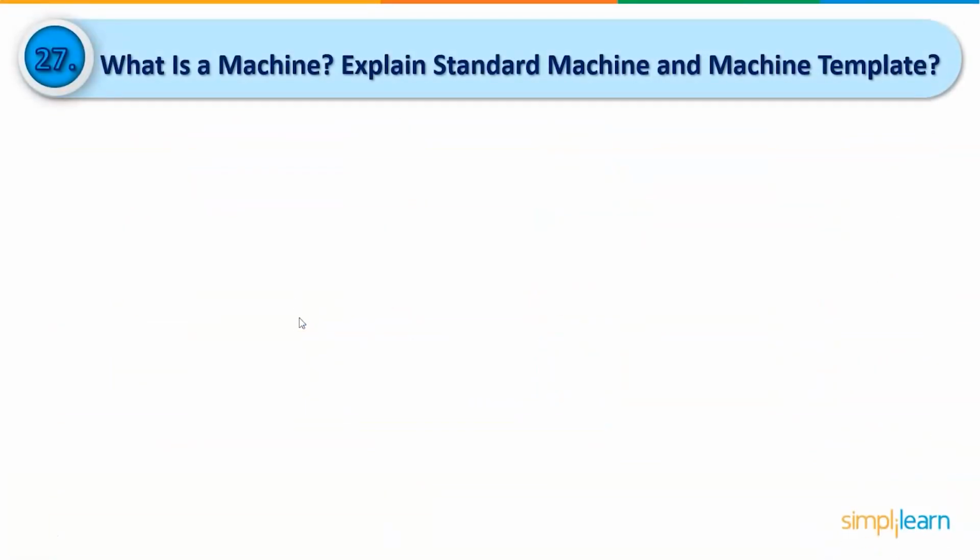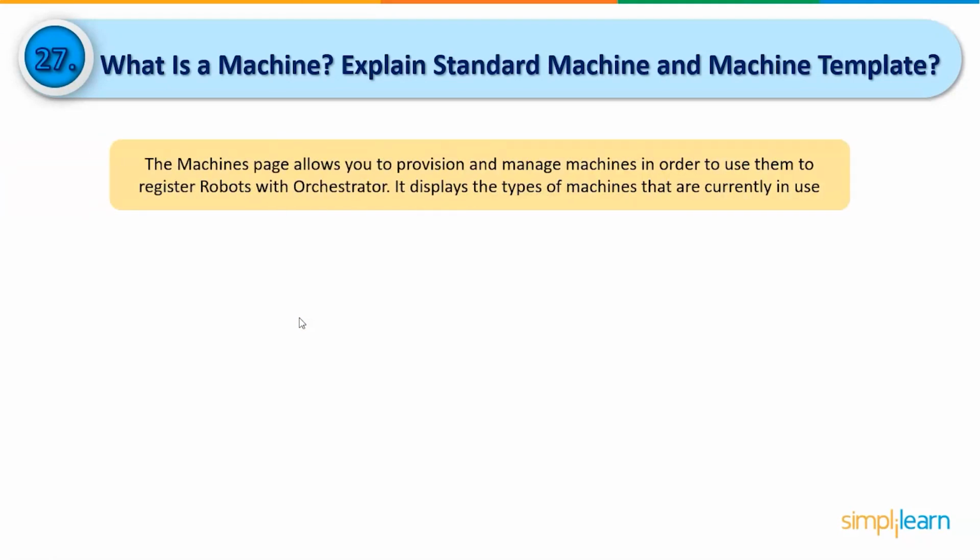What is a machine? Explain standard machine and machine template. The machine page allows you to provision and manage machines to use them to register robots with the orchestrator. It displays the types of machine that we currently have in use. It enables you to design your machine whether standard or template.